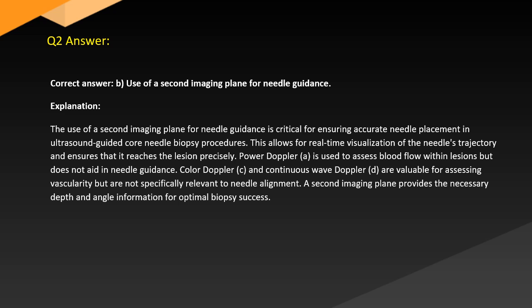core needle biopsy procedures. This allows for real-time visualization of the needle's trajectory and ensures that it reaches the lesion precisely. Power Doppler (A) is used to assess blood flow within lesions but does not aid in needle guidance. Color Doppler (C) and Continuous Wave Doppler (D) are valuable for assessing vascularity but are not specifically relevant to needle alignment. A second imaging plane provides the necessary depth and angle information for optimal biopsy success.